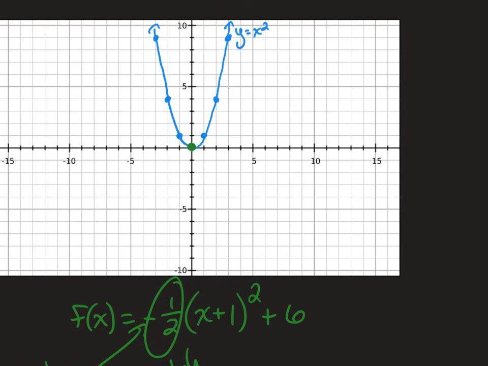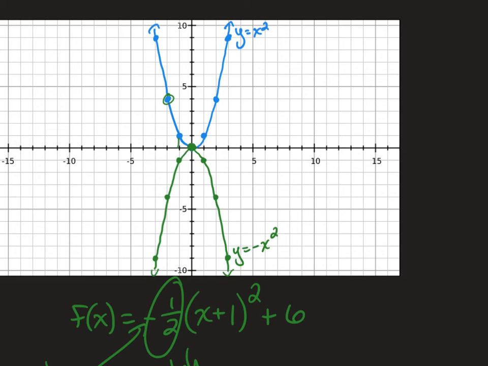So 0 is going to stay here. This one, instead of being 1 up, it's going to be 1 down. Same thing here. This one, instead of being 4 up, it's going to be 4 down. So right here, and then 9 and 9. So here's this. This is the first part. And this is y equals negative x squared. Notice it's not in parentheses. The x is being squared, and then we have a negative in front.